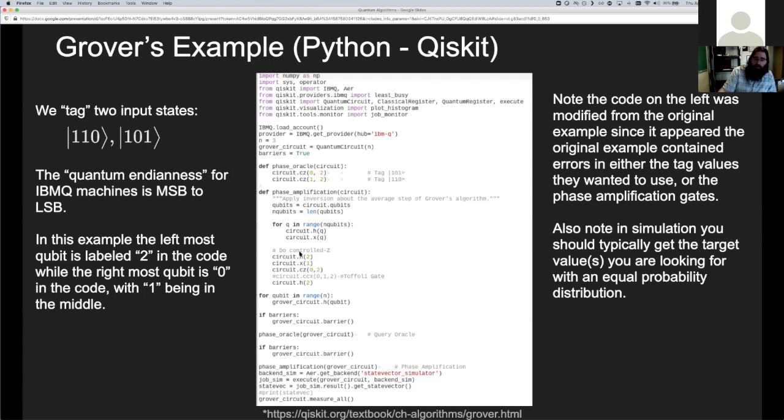an X, Hadamard on the most significant bit, X on the middle one, and then a controlled Z, so from the least significant to the most significant, and then we do a Hadamard again on the most significant, and then we apply Hadamards to everything again, barrier it off, apply our phase or query our oracle, and then we do our phase amplification. And so then we kind of go through.